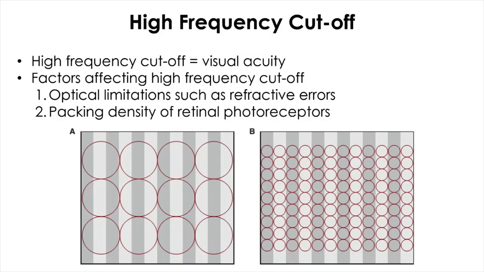So foveal cones subtend about half an arc min in diameter, so if a grating falls on the retina like in B, then a cycle will subtend one arc min. Such a grating has a spatial frequency of about 60 cycles per degree, which approximately matches the high spatial frequency cutoff of the human contrast sensitivity function.